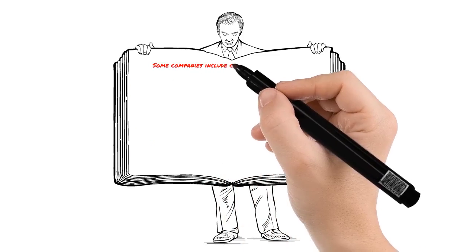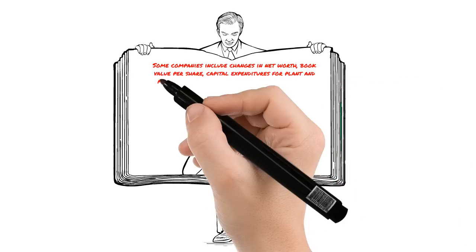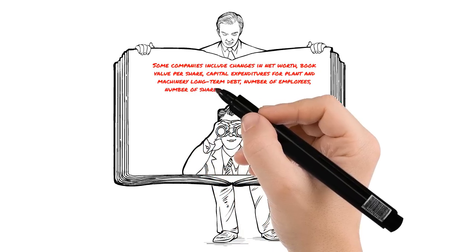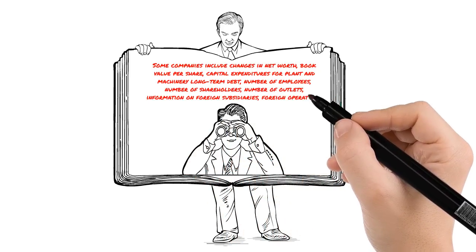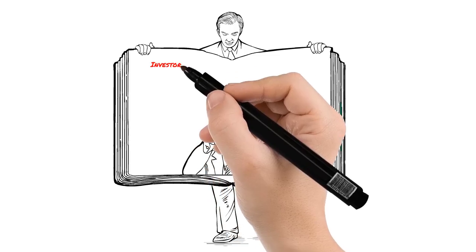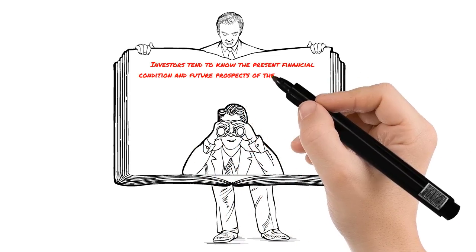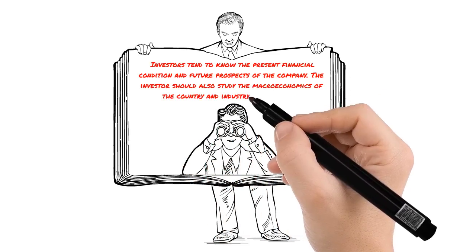Some companies include changes in net worth, book value per share, capital expenditures for plant and machinery, long-term debt, number of employees, number of shareholders, number of outlets, information on foreign subsidiaries, foreign operations. Investors tend to want to know the present financial condition and future prospects of the company. The investor should also study the macroeconomics of the country and industry developments.